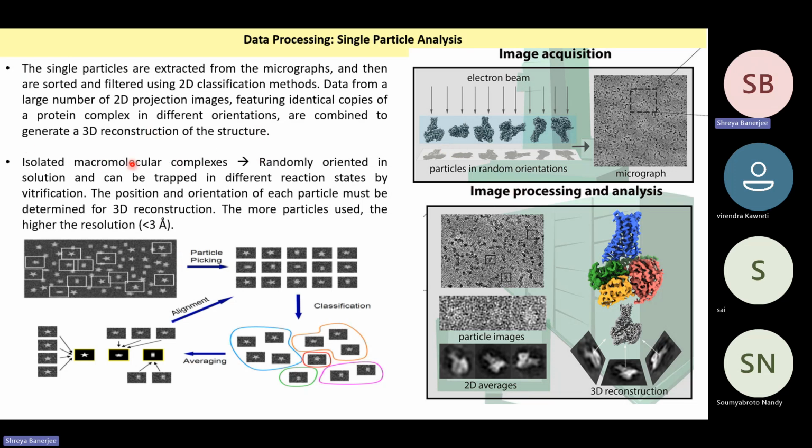All these 2D projections are put together and combined to generate the 3D structure. So the 3D structure can be randomly oriented in solution, and depending on the orientation of the 3D structure, you will get different 2D structures. And using the 2D structures, you can reconstruct. You can see these are different 2D structures. They are reconstructed to get the 3D image. So this is all part of the data processing and analysis.